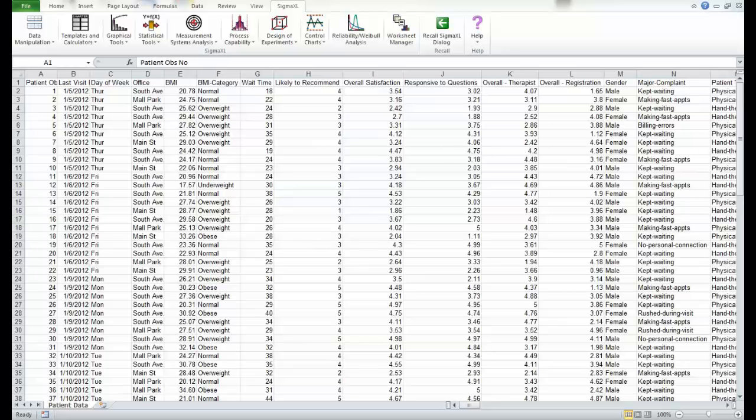Do our answers match? We will know in just a moment. We're going to focus on wait time, which is column G, and also break that out by office and compare those. Again, this is a stacked column format.